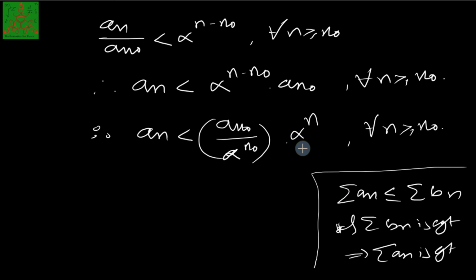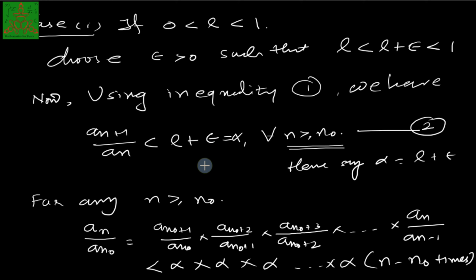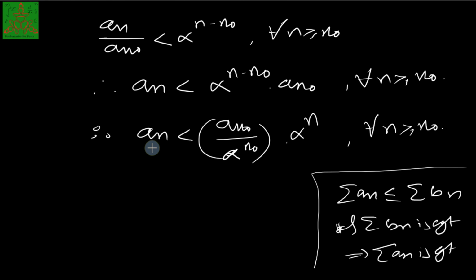That means if the bigger series is convergent, then its smaller one is also convergent. So here we have the same situation: on this side it is summation of a_n, and on this side it is summation of alpha raised to n, and the summation of alpha raised to n is a convergent series. Here a_n0 upon alpha raised to n0 is a fixed number, because n0 is fixed. So the summation of alpha raised to n is a geometric series, and as per equation number 2, the value of alpha is less than 1. So that's why this summation of a_n is convergent.